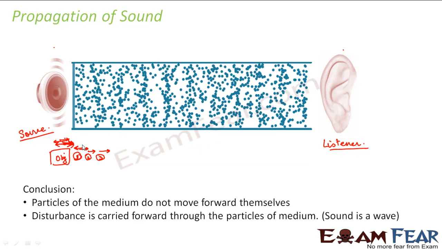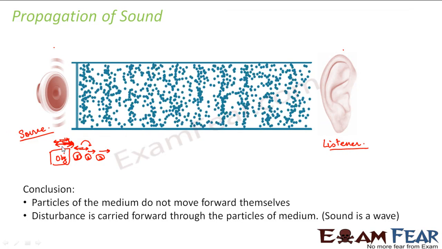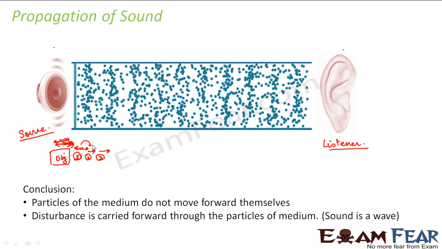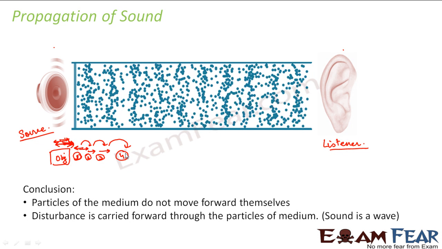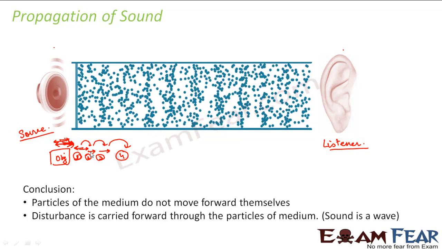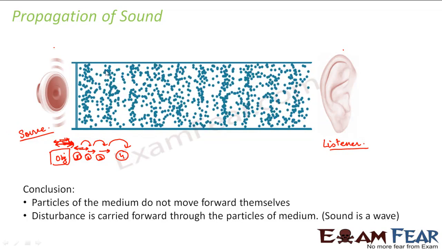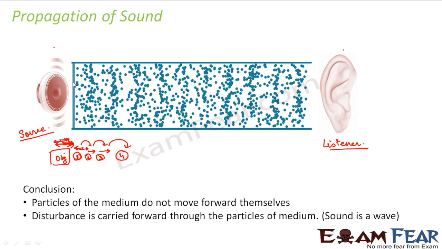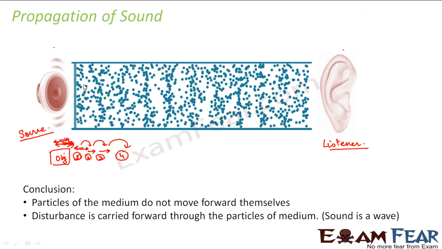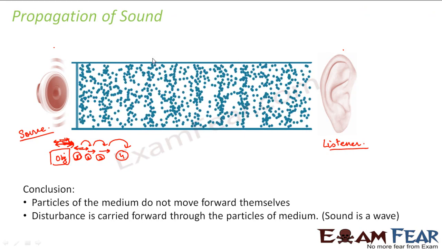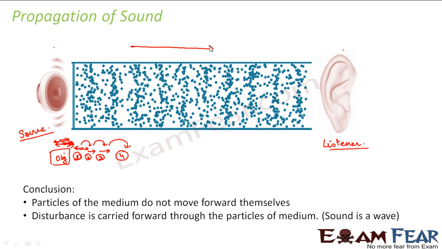But as a result, this vibration is a kind of disturbance, right? Because of the vibration of the source, there is a disturbance which will keep on moving from particle 1 to particle 2 to particle 3, because this disturbance is getting transmitted, and this disturbance is nothing but sound. If you look at this diagram very carefully, what do you see? You can see very clearly that the disturbance is moving along this direction, right?